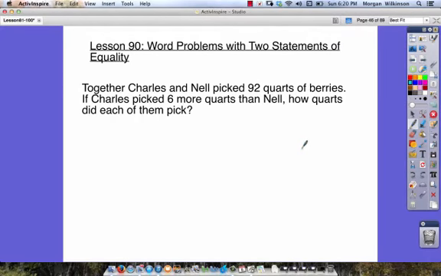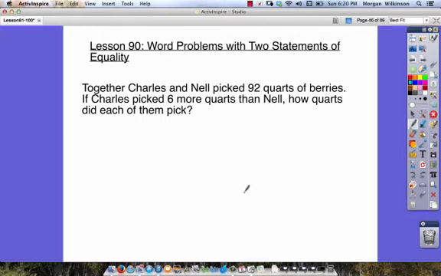Lesson number 90 is about word problems with two statements of equality. And these word problems with two statements of equality are similar to value problems that we looked at in lesson number 89. Our first problem says, together, Charles and Nell picked 92 quarts of berries. If Charles picked 6 more quarts than Nell, how many quarts did each of them pick?